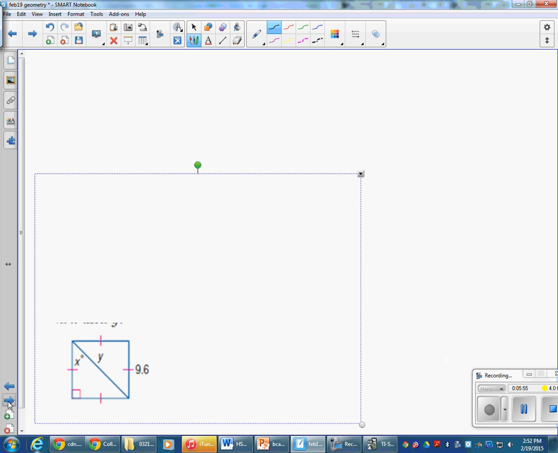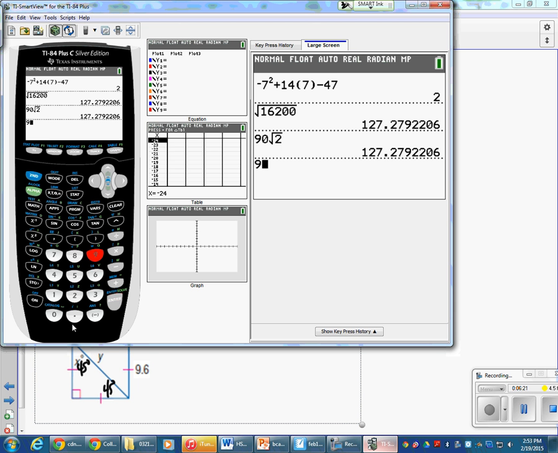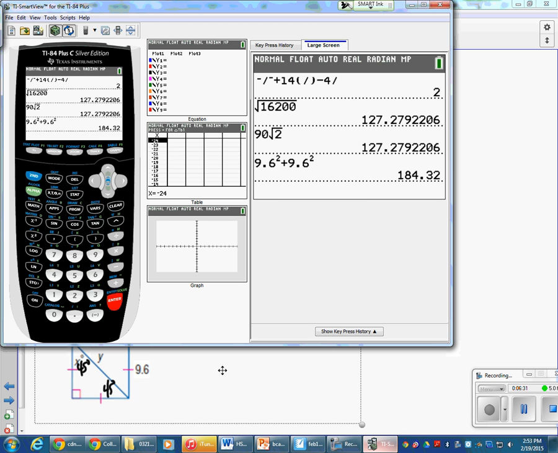All right, I'll do one more. Here, they're wanting to know what is the hypotenuse and what is x. Well, again, x is going to be 45 degrees, just like the other one was. These sides are equal. And then to find y, this would be 9.6. So it'd be 9.6 squared plus 9.6 squared equals y squared. And to do that, I would come over here and type in 9.6 squared plus 9.6 squared, and get an answer. So that's 184.32.